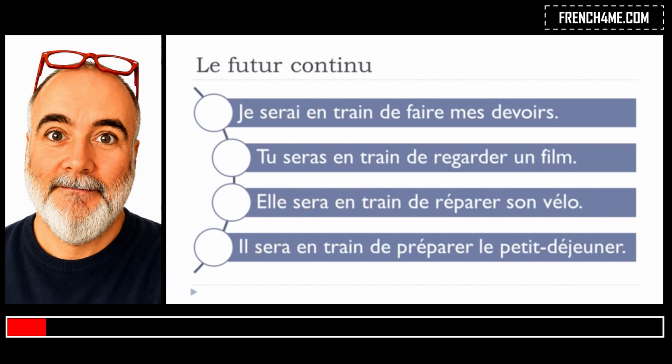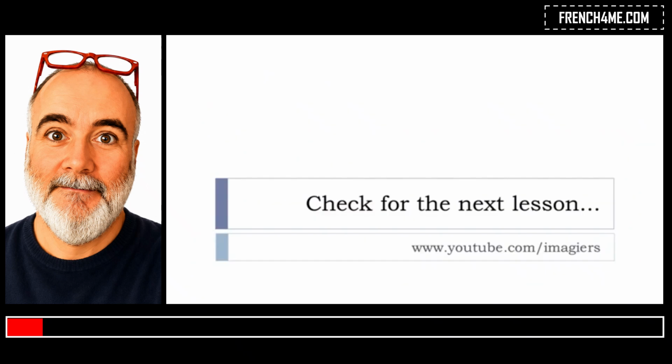Okay, so I hope it was clear. Now you've got 3 strange, not real tenses, but still quite useful and quite used in the French language.